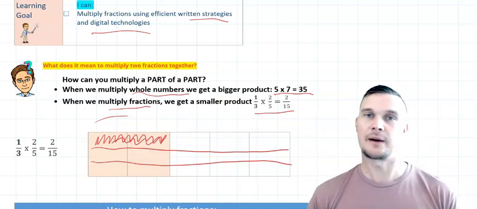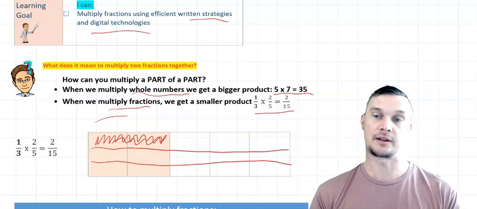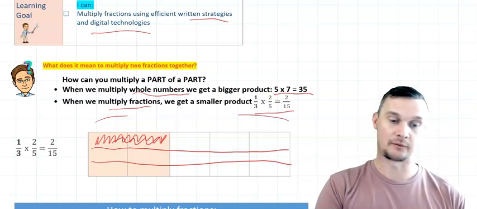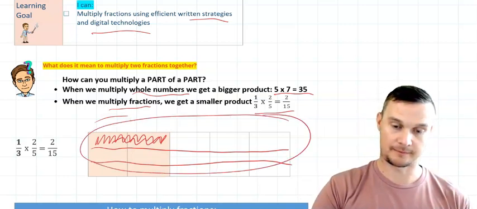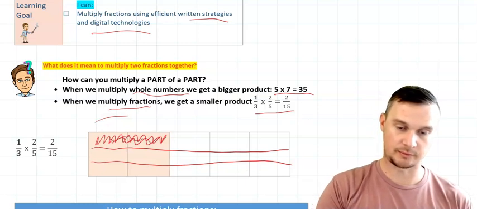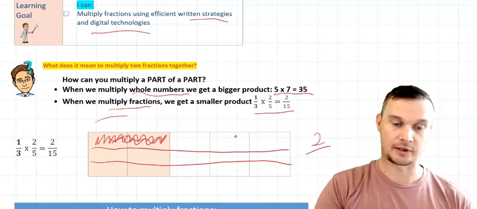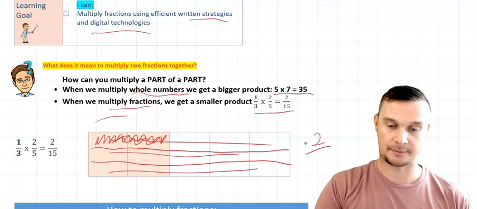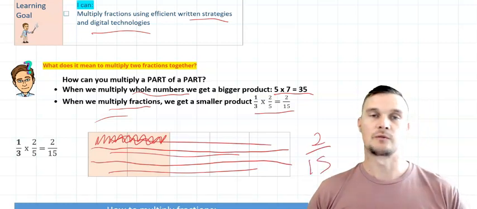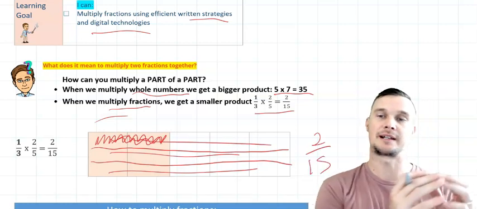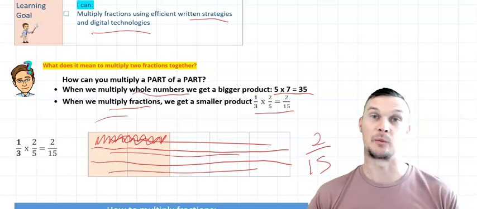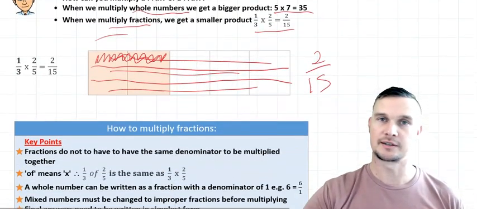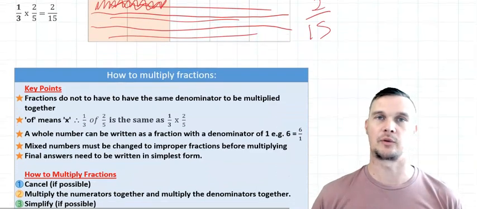Now if I add up these two boxes out of the whole, I've got two boxes covered out of all of these, which makes 15. When we're multiplying fractions, we're making a small part of another part, and we actually end up with smaller numbers. So let's get into the nitty gritty of it now.